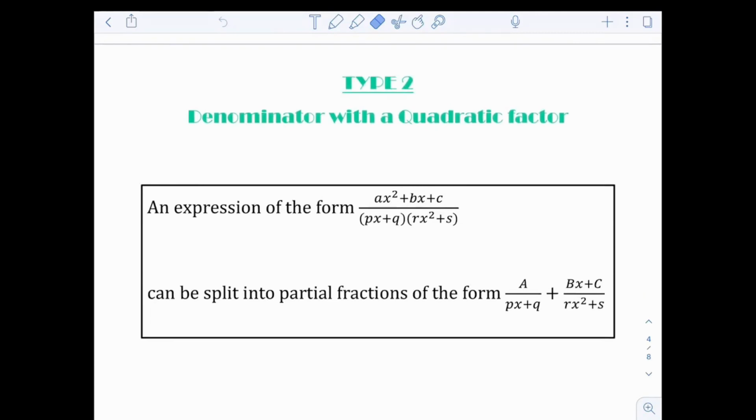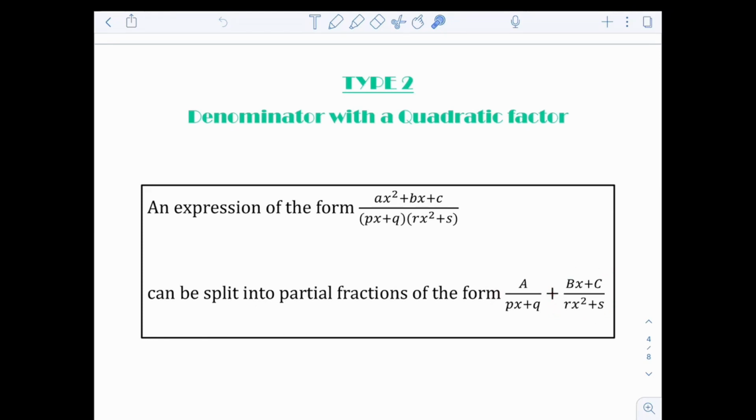Type 2 is the one where the denominator is a quadratic factor. Let's have a look at this expression. You notice that the denominator here, the first factor is a linear factor, and the second factor is a quadratic factor, meaning the x with power 2. So you need to know how to split this into partial fractions of the form A over px plus q and bx plus c over rx squared plus s.